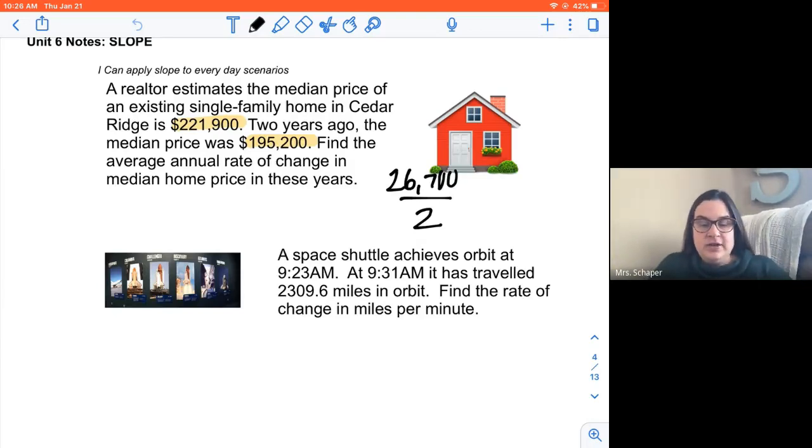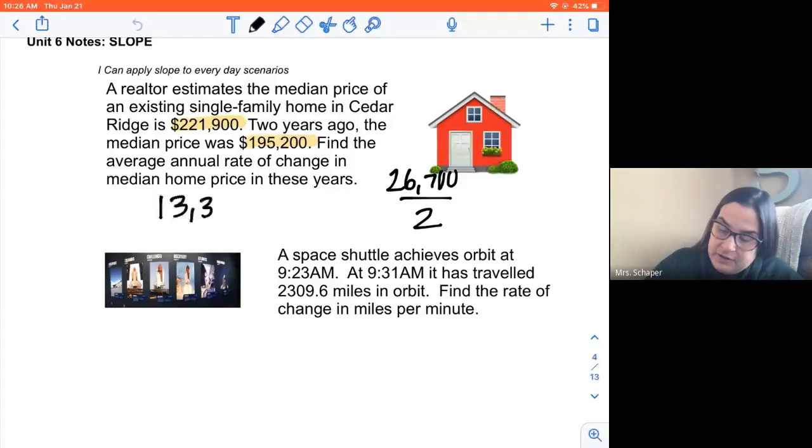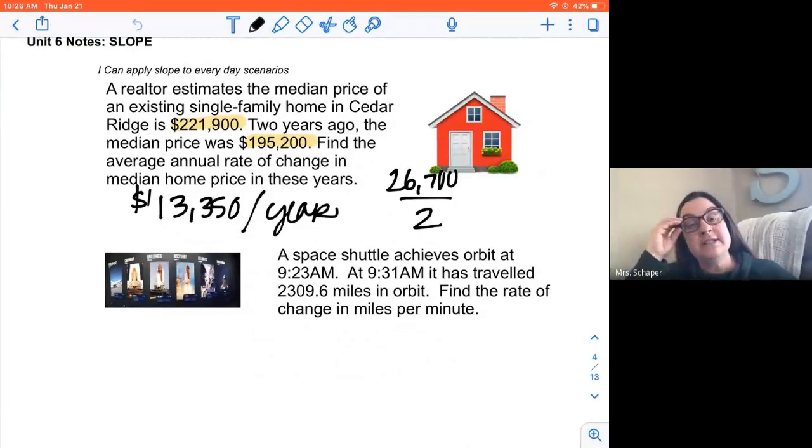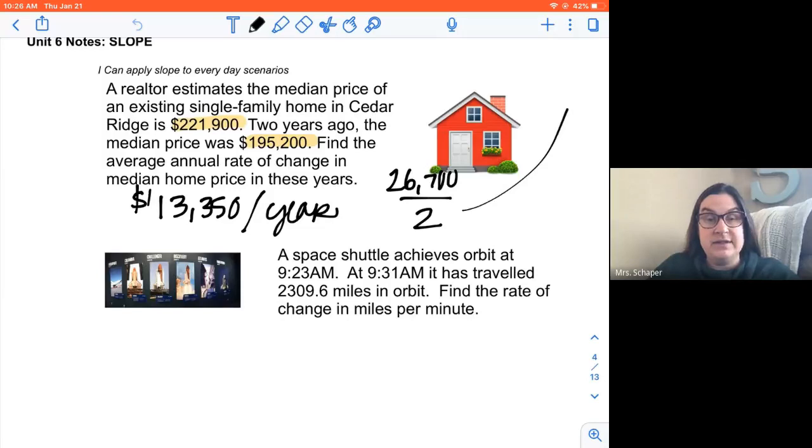It increased. So if it increased at the exact same amount each year, then we're going to say that that house increased annually. That means per year at $13,350 per year. Okay, so we're taking the difference in the amount divided by the time that it took. If time is ever an option, that's going to be your denominator. That's going to be the number that goes down in the denominator.